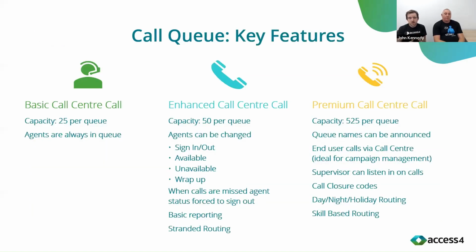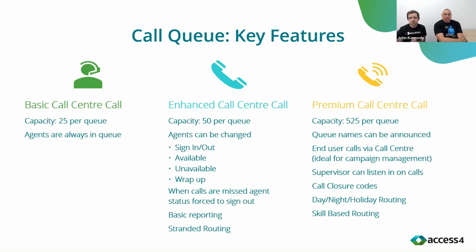So back on the three main ones, and this is all managed through SASBOSS, of course. So all that kind of functionality. So with a basic call queue, capacity of 25 calls per queue. So quite limited on that side, but 25 is probably enough for most call queues from our perspective. And the agent's always in the queue. So there's no changing your ACD status or anything like that. You're just always going to be available to accept those calls.